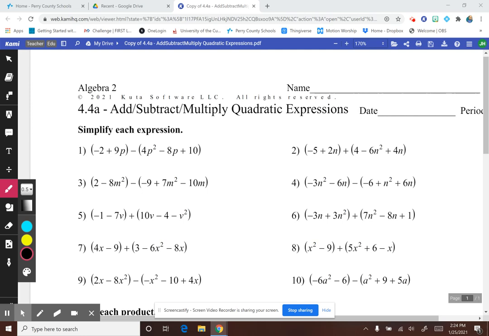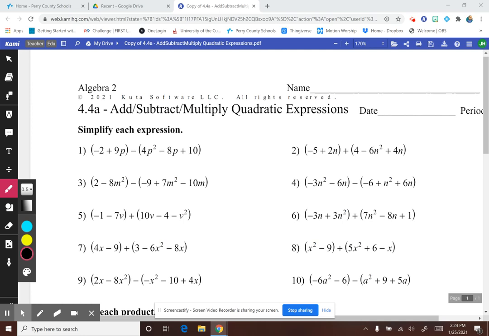Again, with a lot of people being on NTI still, I didn't want to try to just throw you into it. So what we're going to do is build up to how you even come up with a quadratic expression, through multiplying and some different things, and then we're actually going to look at how to break those back down, which is basically what factoring is. So we're going to start here today with 4.4a, which is adding and subtracting, multiplying quadratic expressions.